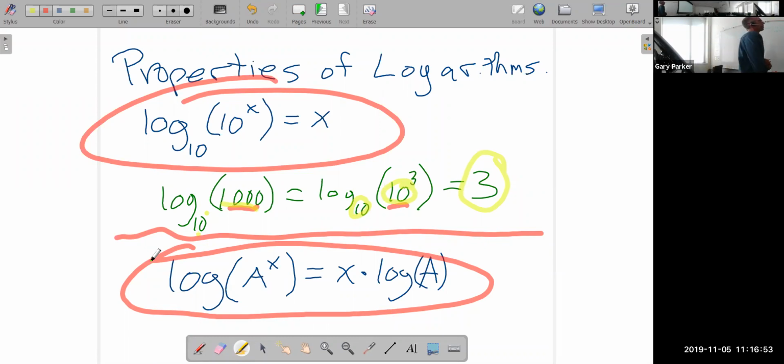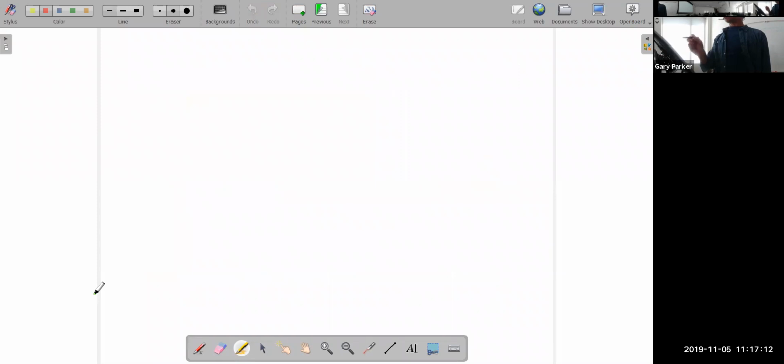Now, when we're doing math problems, the base isn't always 10. It's often something else. Like when we were playing with car depreciation, the base was 0.85. When we were playing with interest problems, the base might have been 1.05. So we got to get used to working with bases besides 10. And that's where this rule comes into play. So new page, let's test it.